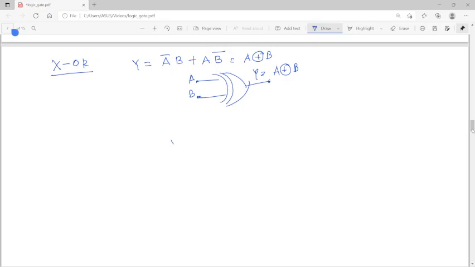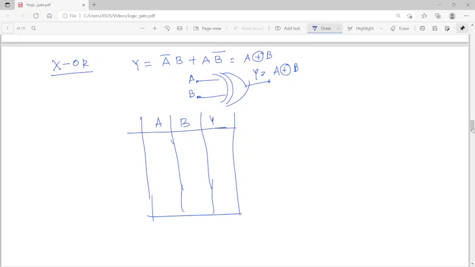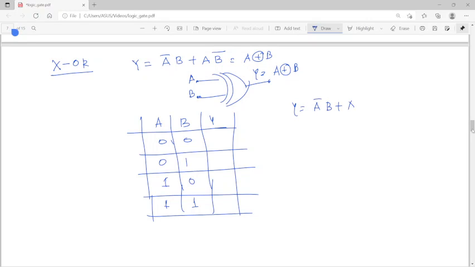So just see, if I am drawing the truth table, what are the different combinations? This is 00, 01, 10, 11. Now what is the output? Y equals A bar B plus A B bar. For 00, A is 0, that means A bar is 1, B is also 0, so that will give you 0, right?